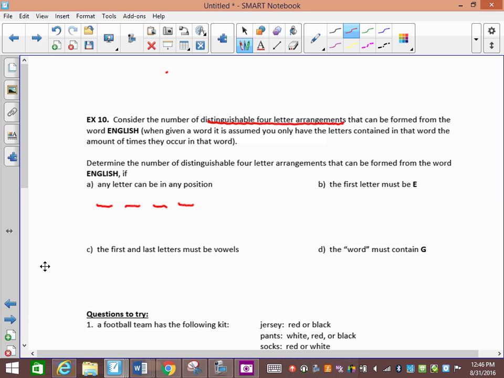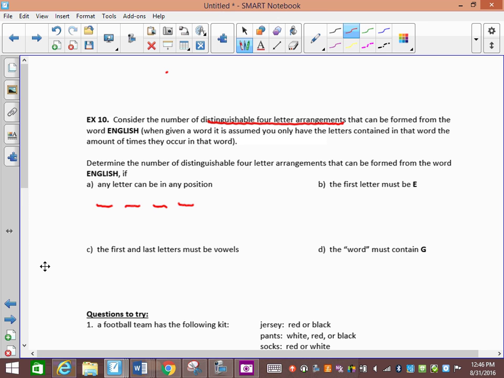When I always get a word, I always check to see if there's double ups. If there's double ups, it's going to make a difference, or triple ups. So like English has 1 E, 1 N, 1 G, 1 L, 1 I, 1 S, 1 H. It will make a difference if there's 2 E's, or 2 L's, or 2 S's, okay? So always check if there's double ups. This one there isn't, so that's good. We have 4 letters in any position.